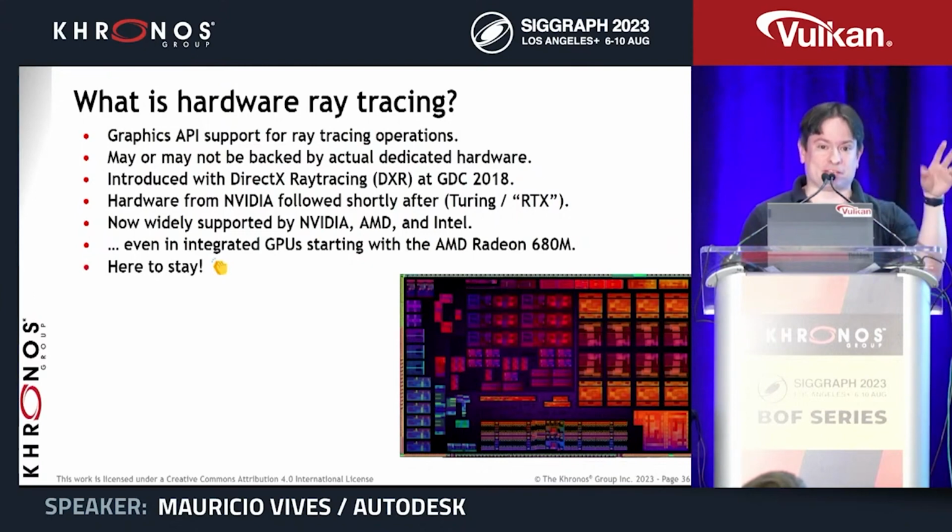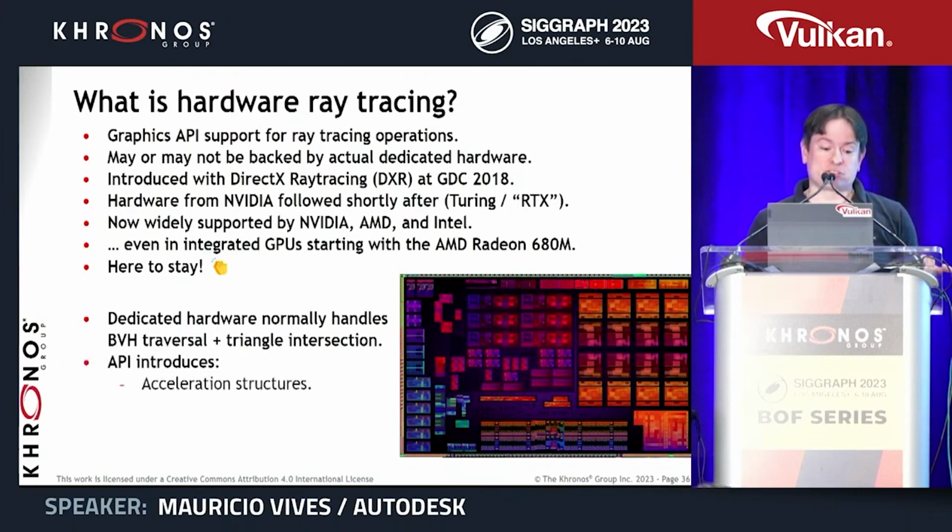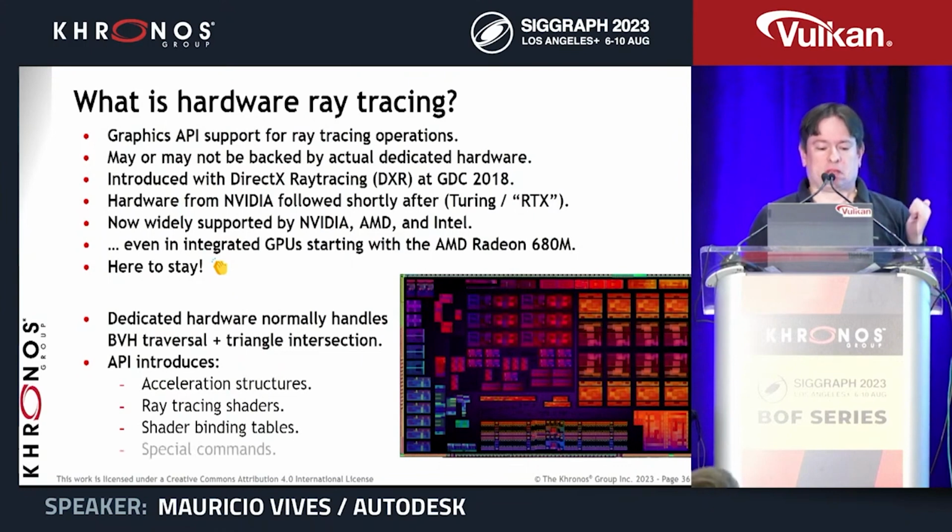My point is, it's here to stay. It's not some kind of flash-in-the-pan feature that's going to get yanked by the vendors. Oh, nobody's using this, so this is going to go away. We are stuck with it, or rather, we are the beneficiaries of hardware ray tracing now and forever, as far as I'm concerned. So just keep that in mind. When you do have dedicated hardware, it normally handles two things, BVH traversal and triangle intersection. Then the API introduces a few new things: acceleration structures, ray tracing shaders, special shaders like ray generation shaders or closest hit shaders, shader binding tables, and special commands to invoke all of this stuff.